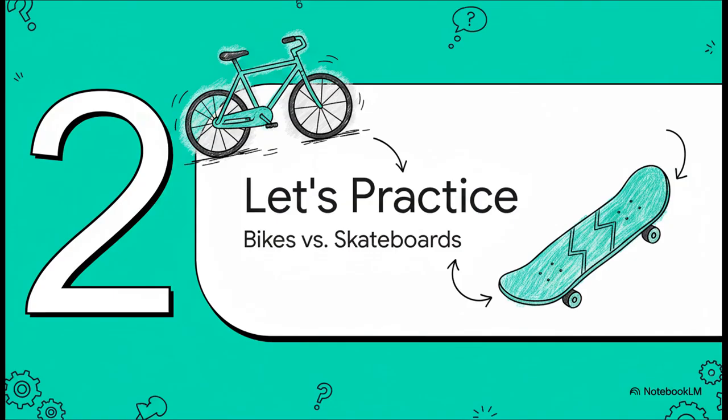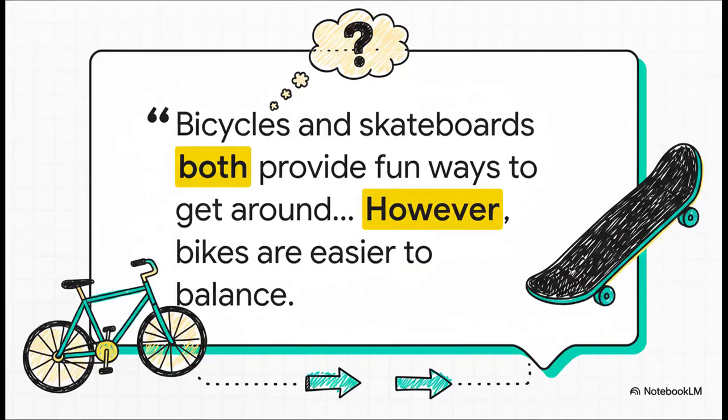All right, theory is great and all, but practice is where it really clicks. Let's go back to our example and see how this works in real life. We're going back to that big decision, bikes versus skateboards. So I'm going to read this text out loud. As I do, I want you to listen, really listen, for those signal words we just talked about.